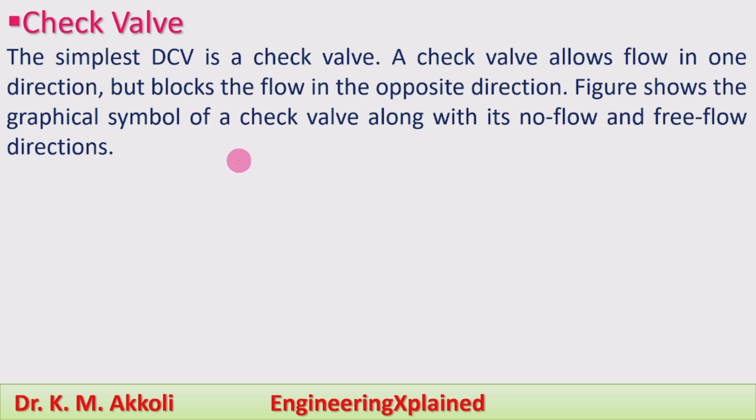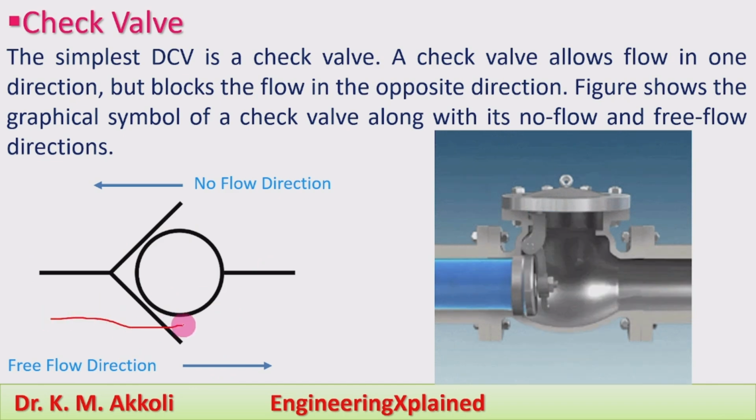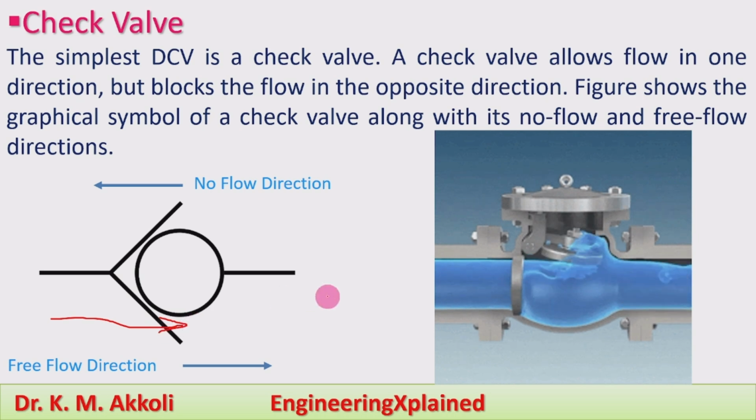Figure shows the graphical symbol of the check valve along with its no flow and flow directions. Okay, here this is the symbol. How can we recognize this symbol which is used in the hydraulic system? In this direction, the ball is free to move. That's why in this direction it is the free flow direction. In this direction, the flow will be free flow.